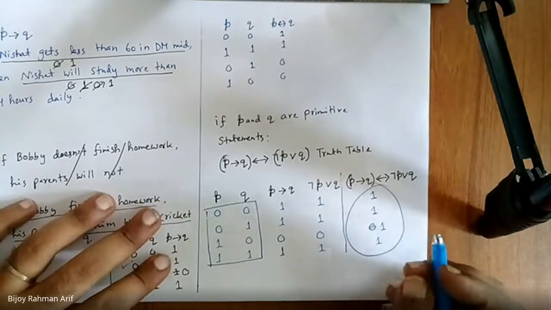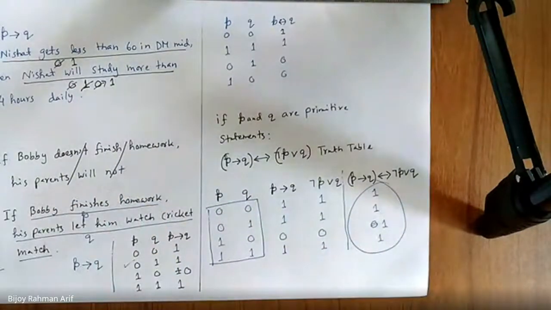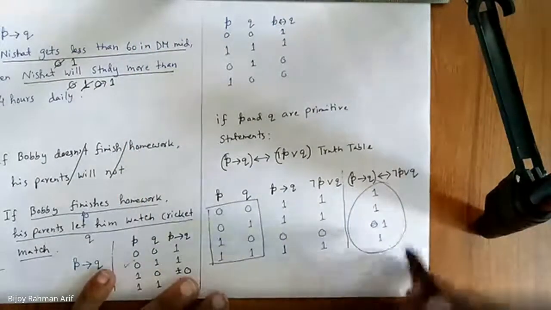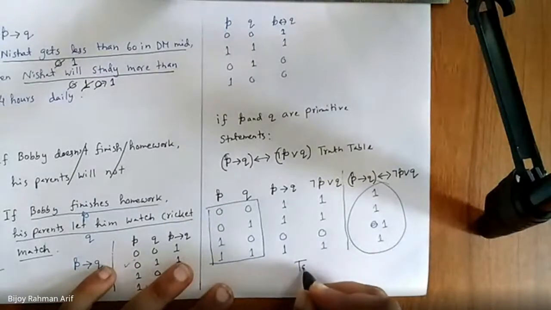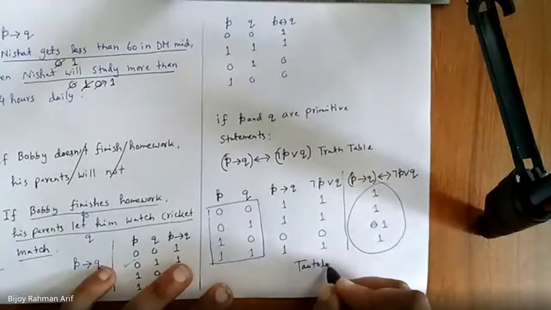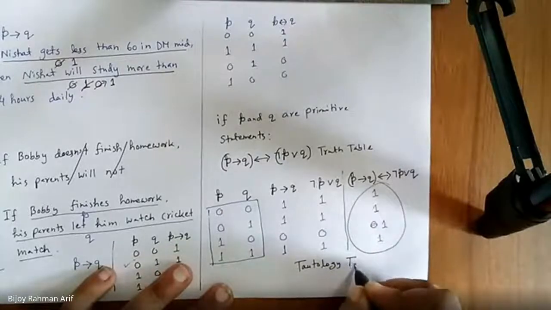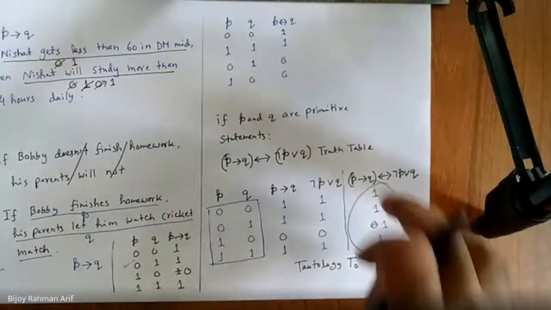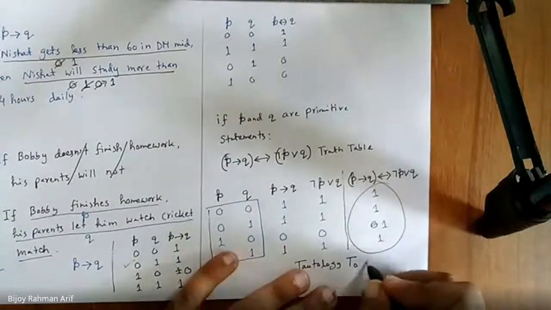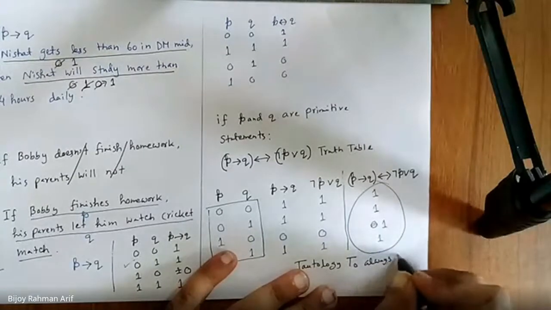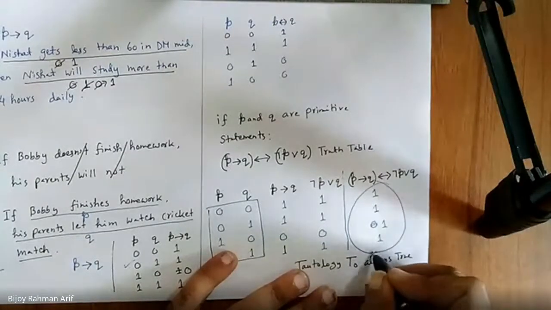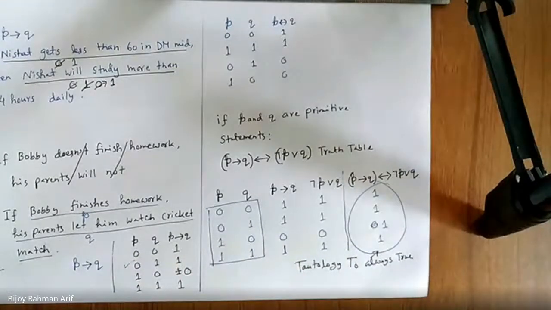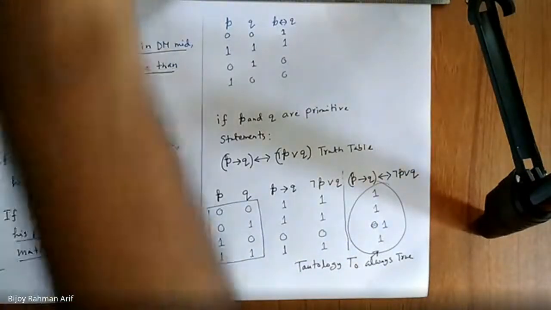Do you know the name of this? It's called tautology. Tautology, denoted by T0. Tautology means always true. That's why it is called tautology. Okay, now let's go to another example.